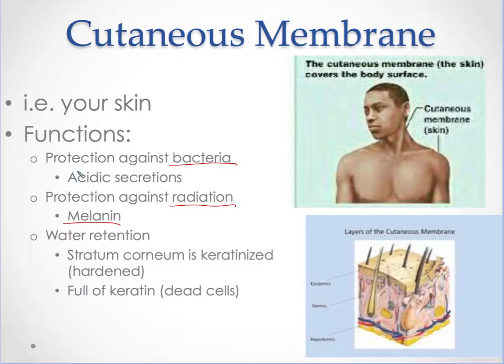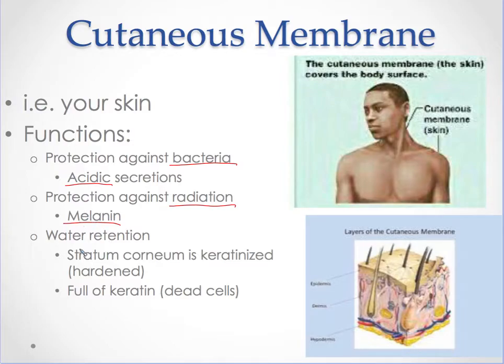The bacteria, your body produces an acid substance. So you have acidic secretions that protect you against bacteria. It kind of neutralizes and kills them on the outside of your skin. Doesn't work against all of them, but that's one of the functions you have to protect you from bacteria.